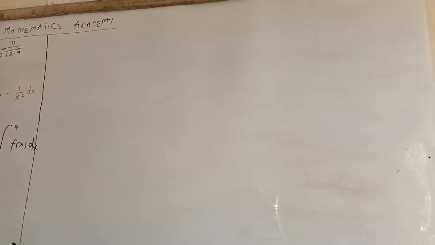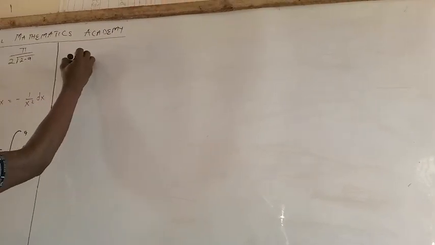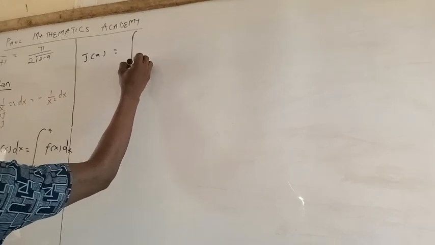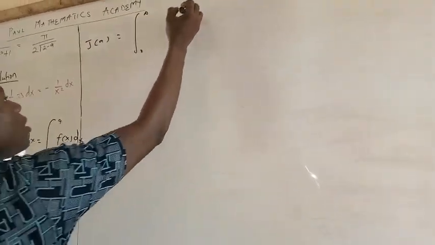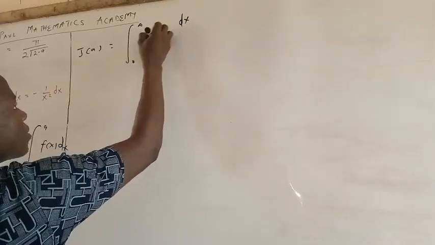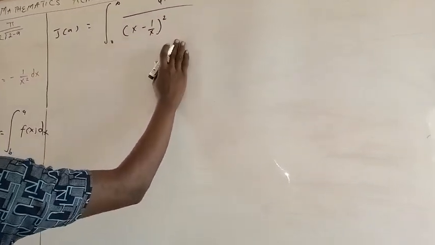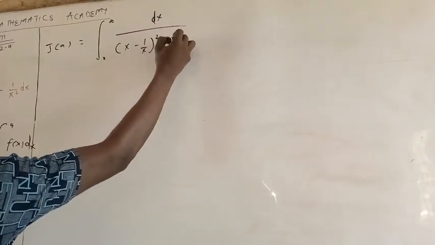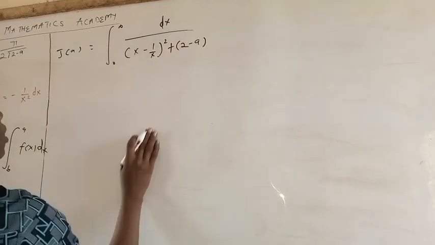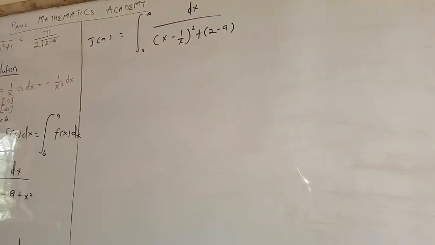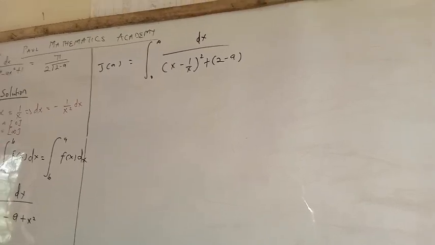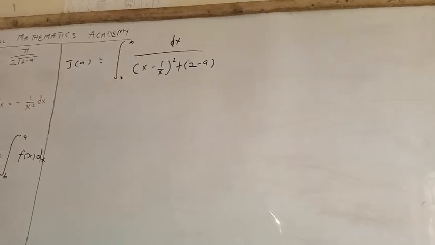Okay, then I have J(a) is equal to the integral running from 0 to infinity of dx over x minus 1 over x squared plus 2 minus a. Now, let me recall something for you guys.